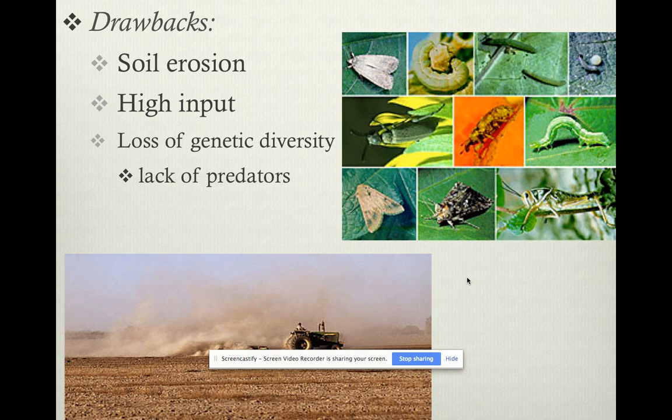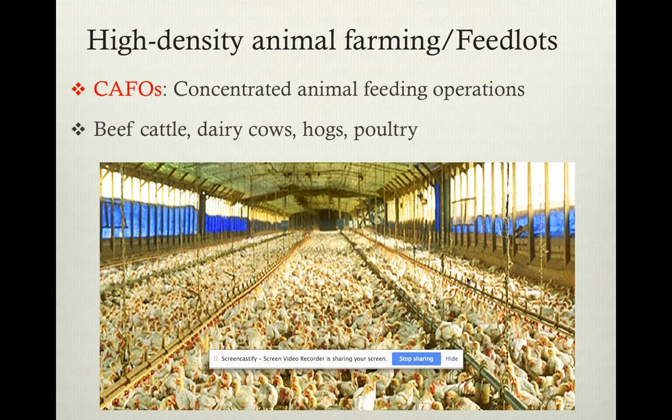So you may have a couple of pests that are causing a huge problem, but there's not going to be a lot of genetic diversity because there's only one option for food. So if we look at our meat production, most of our meat is grown in a confined animal feeding operation. Those are called CAFOs. These are feedlots.